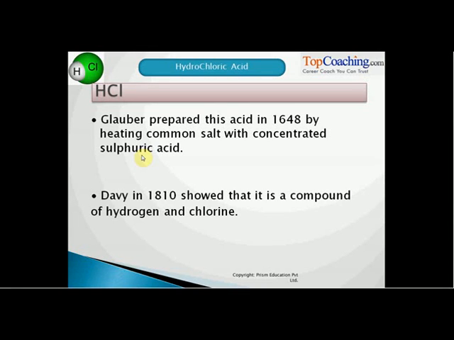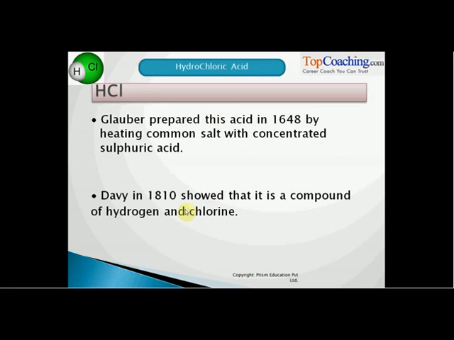So while we are discussing p block elements and halogens being a part of the p block, we will be discussing one of the compounds of chlorine with hydrogen known as hydrochloric acid. In 1648, Glauber prepared this acid when he heated common salt with concentrated sulfuric acid, and HCl is what he got as a result.